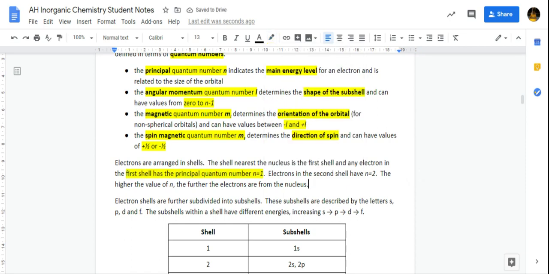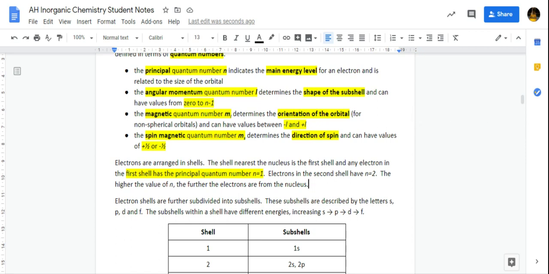Any electrons in the second shell will have n equal to 2. The higher the value of n, the further the electrons are from the nucleus. If you go to potassium, for example, which is 2,8,8,1, that one outer electron has a principal quantum number of n equal to 4 because it's in the fourth energy level.